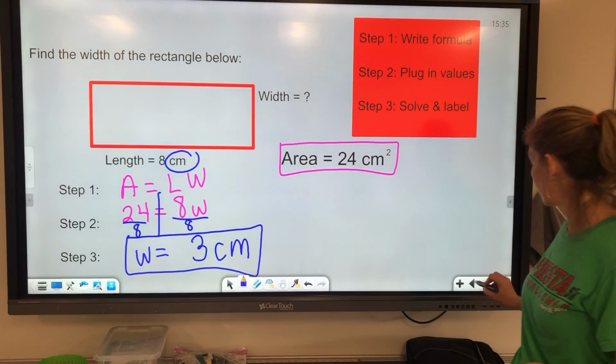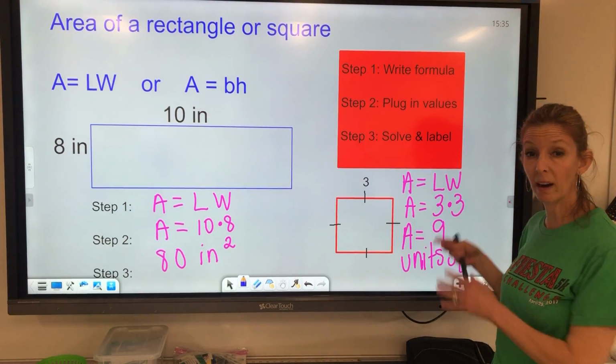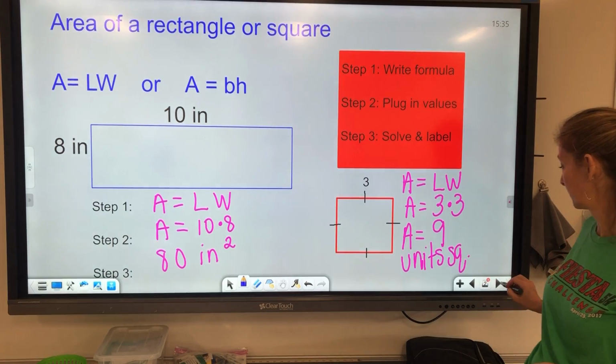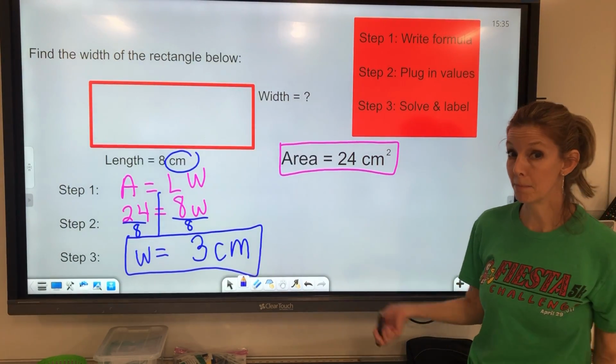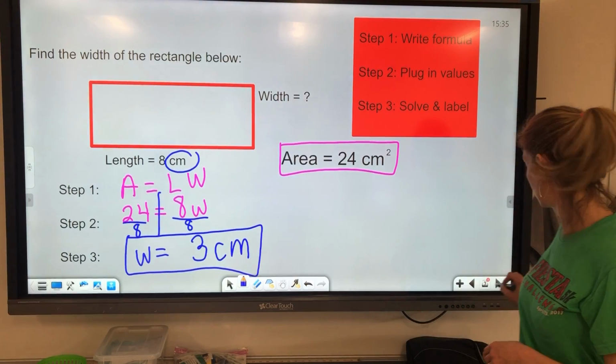So at this point, you've learned how to find the area of a rectangle and the area of a square. Again, this was review from elementary school. We've learned how to find a missing side. Again, use your formula, plug it in and solve.